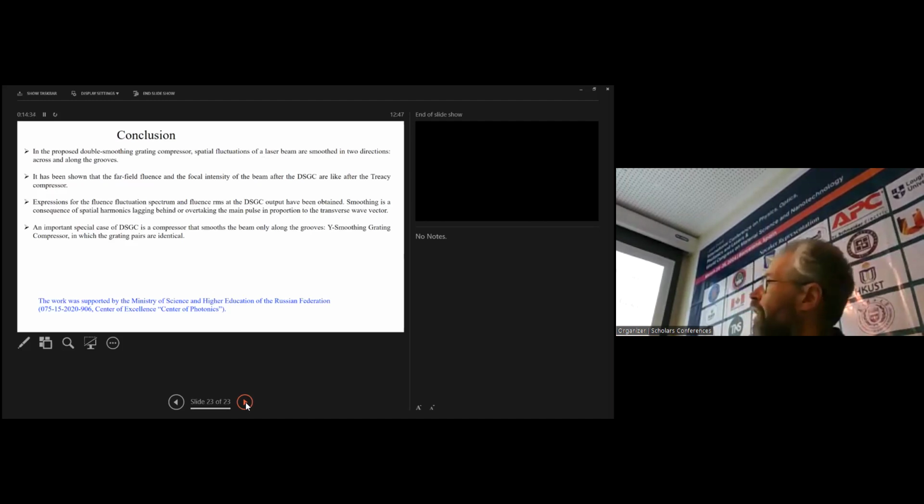But I would like to conclude. What we have studied are two ways to upgrade the Treacy compressor, which has been used for almost 60 years. The two ways we discussed are beam smoothing, that is the asymmetric compressor, and the out-of-plane compressor, or the combination. What we reached is a reduction of the spatial noise at the output of the compressor, which allows us to save the gratings and the focusing optics after the gratings as well, and to increase the laser power without overcoming the damage threshold.